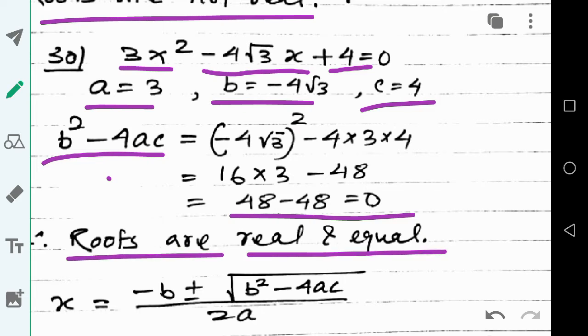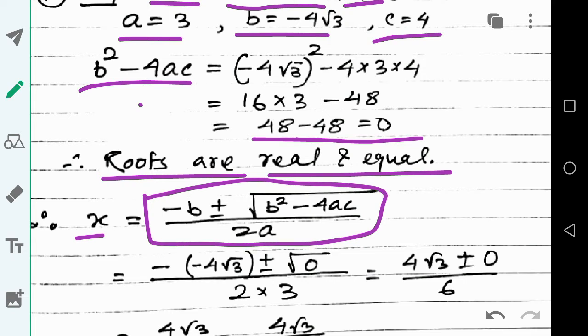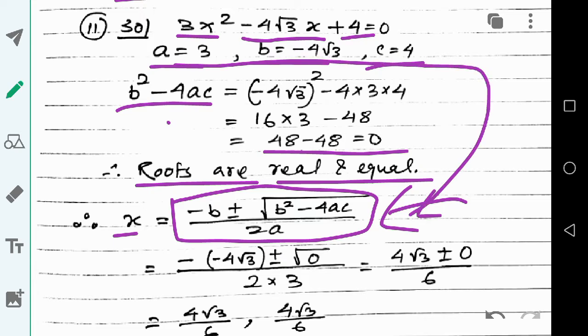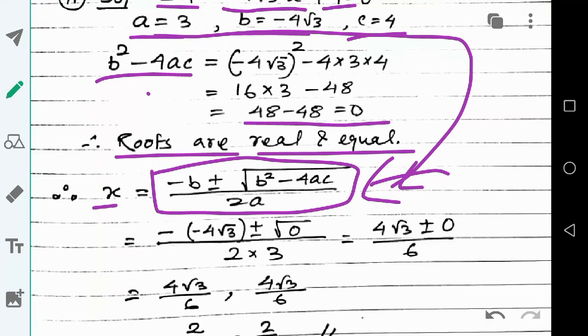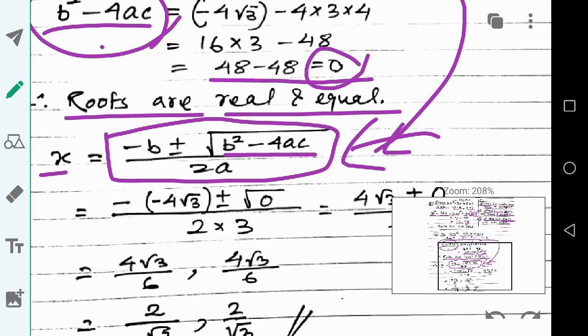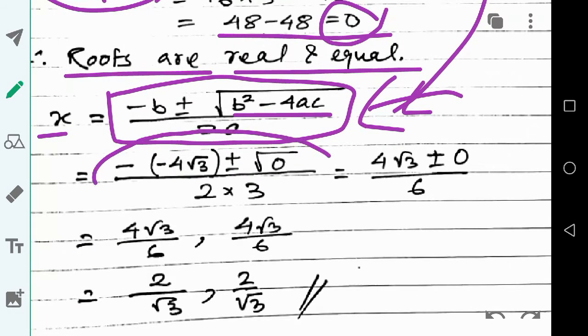According to the quadratic formula, x is equal to minus b plus minus root over b square minus 4ac, by twice a. Now we will put the values of a, b and c in this formula. As we have already calculated b square minus 4ac is equal to 0, you can replace the term under the root by 0. Putting the values, we have got this result, which is equal to 4 root 3 plus minus 0 by 6.